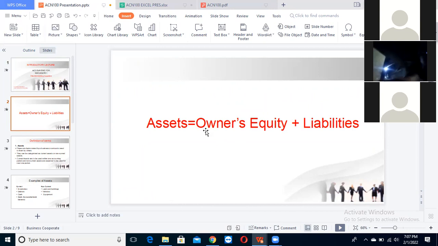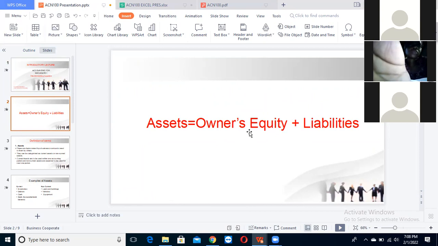So for the equation to make sense to us, we have to first define the components of the equation, and then we'll look into how to make the equation balance all the time. The point of the issue is this equation should always be in balance. As with any other equation, it should always be in balance. Only then can we say our accounting system is sound. If this equation is not balanced, then we have a problem in our accounting system.